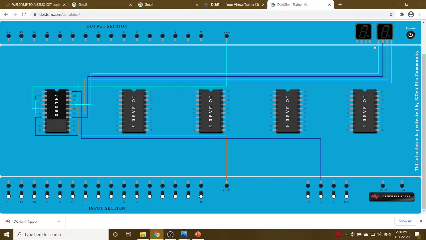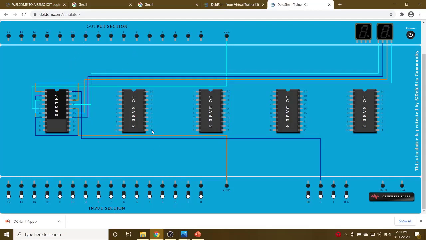Then we have to connect QA to clock B. QA means pin number 12. Now the circuit diagram is ready.